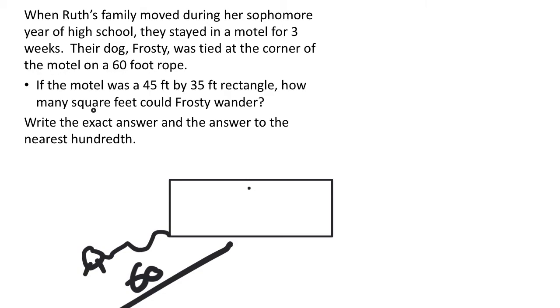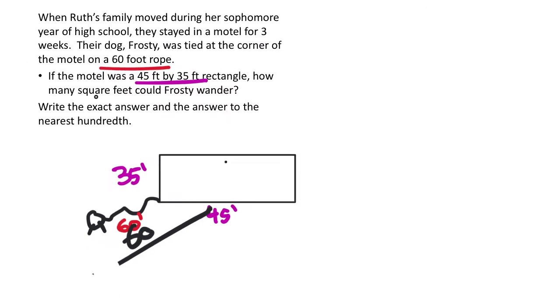They say that he's on a 60-foot rope, right? 60 feet. And I know this is not proportional either. Not that I care, and I hope you don't either. If you do, then just try your own and make it look much better than mine. But this motel is 45 feet by 35 feet. That's what it said right here. And we want to know how many square feet Frosty can wander. I'm just going to use the decimals on this. I'm not going to worry about finding the exact answers, even though we may see them. So I'm using pi on the calculator.